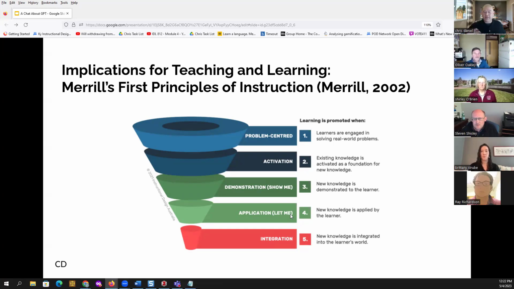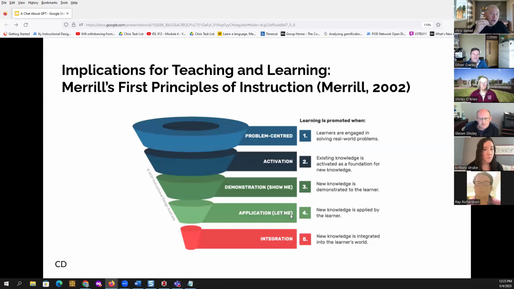I just want to talk about these in really broad strokes and have you all think about this: the more we can apply these technologies to these five principles, the better learning experience students will have. It's things that we do already, that the best educators do already. The best learning is problem centered, and learners are engaging in solving real world problems. Also, we try to activate existing knowledge and link that to new knowledge, new information, new techniques.